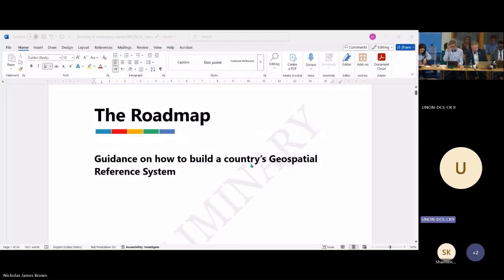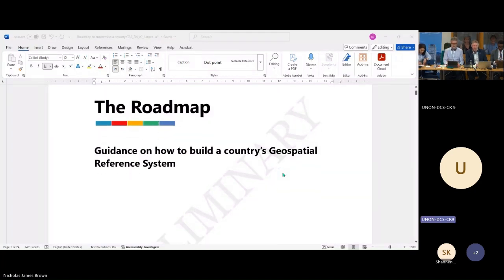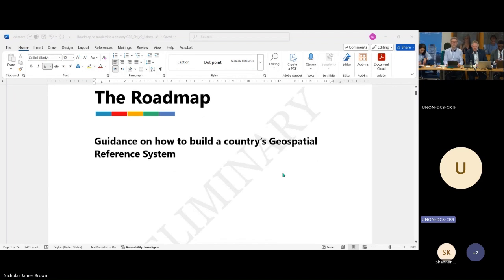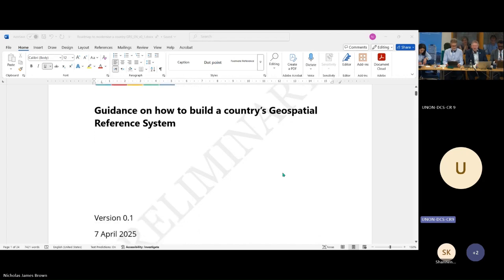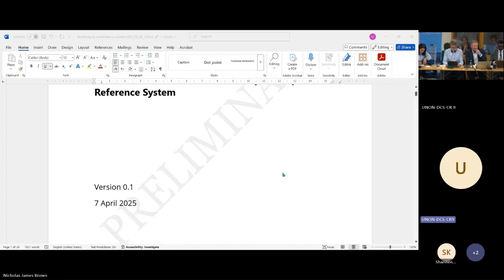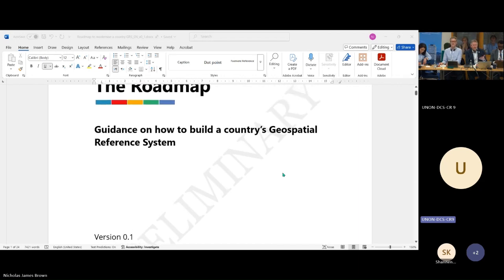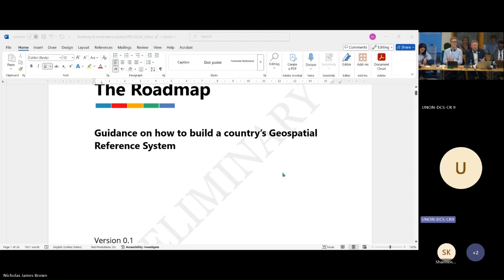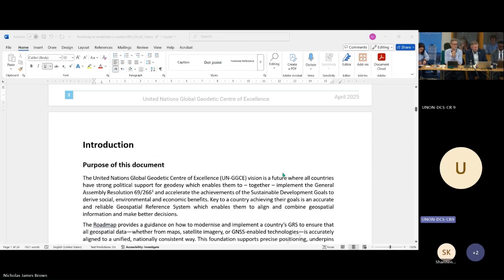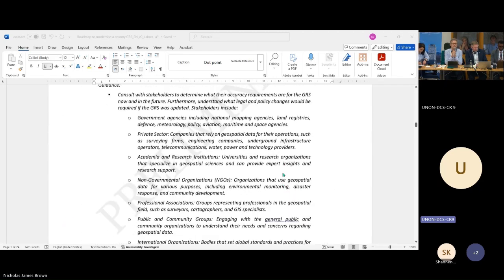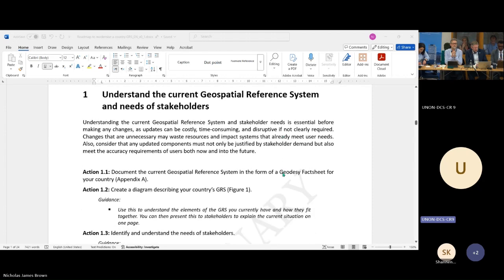There it is. So we've got a document, and it says preliminary because you're the first group that we've tested this with. We've put together some ideas and actions for us all to look at, and this is really for you to take away and start to work on. This is your roadmap to work on how you're going to build a geospatial reference system or modernize your reference system in your country. And I'm not going to go through the whole thing. It is available in our information pack.